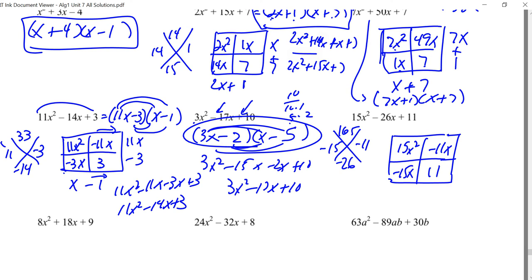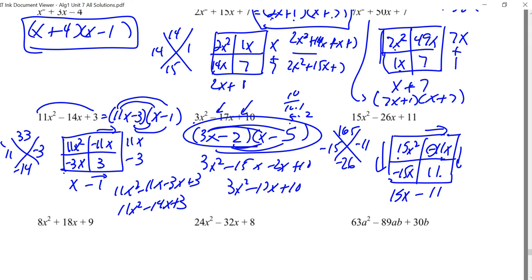If I go this way first, 15x squared and negative 15x have 15x in common. Negative 11x and negative 11 have negative 11 in common. Remember, if the guy on top first is negative, I have to have a negative. So I was going that way. Now I'm going to go this way.